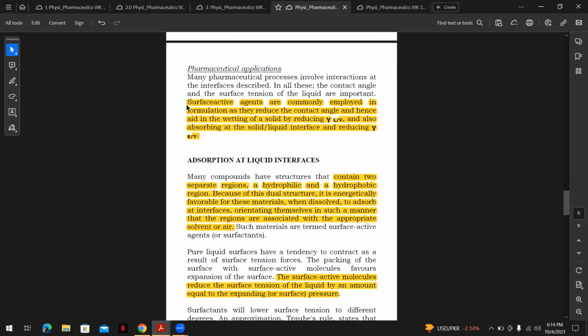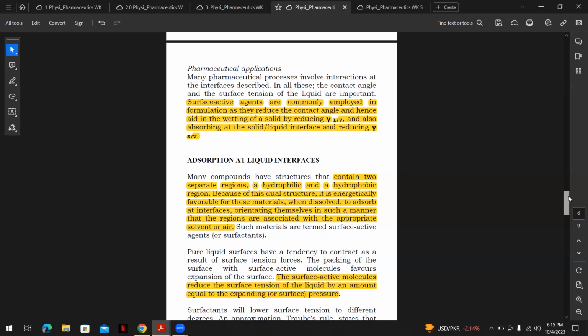And just as it's saying here, surface active agents are commonly employed in formulations. They have to be employed in tablets and all that, so that the contact angle is reduced to aid wetting of a solid by reducing the surface tension or interfacial tension between the solid-liquid interface, liquid-gas and all that. You need the surface active agents so that they can reduce the contact angle and aid wetting with substances.